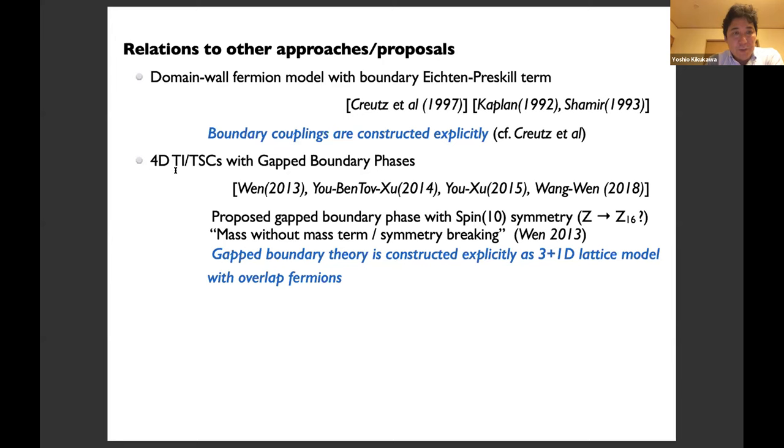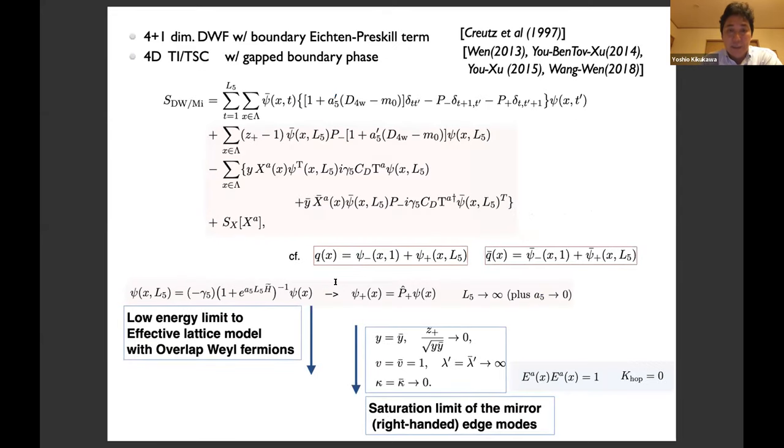And as to the four-dimensional topological insulator approach, we formulated this topological insulator model in terms of a five-dimensional Euclidean lattice formulation and derived a lattice model for the gapped boundary. So the gapped boundary theory is constructed explicitly as a 3+1D lattice model with overlap fermions. And I argued that the boundary phase is actually gapped, as I discussed. So I can show you the explicit boundary interaction term for the five-dimensional domain wall fermion, or Euclidean formulation of 4D topological insulator, as follows.